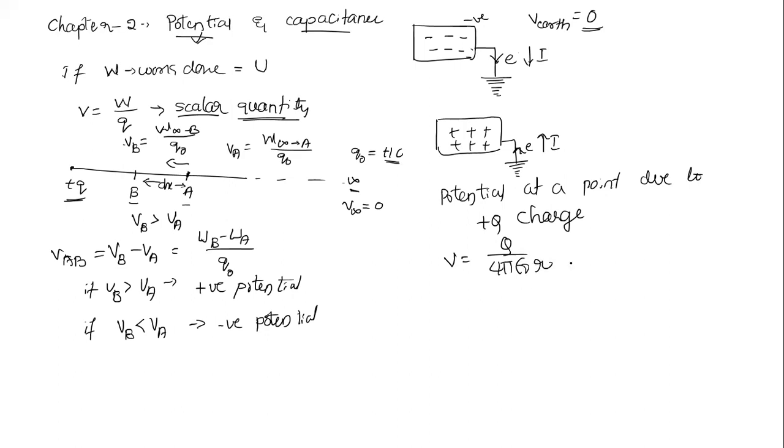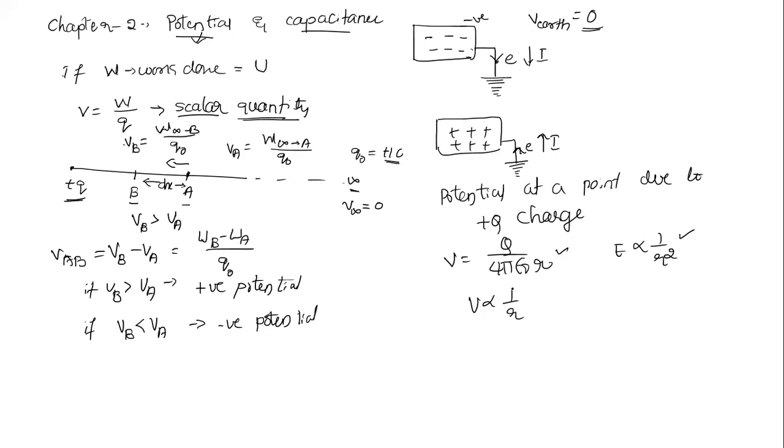See, the thing you need to remember here: for potential, V is proportional to 1 by R, whereas electric field is proportional to 1 by R square. It is inverse square law. The electric field follows inverse square law, but not potential. So this comparison you should know when you are doing this calculation. So it is 1 by 4 pi epsilon naught into Q by R. So this is clear. This is potential due to what now?